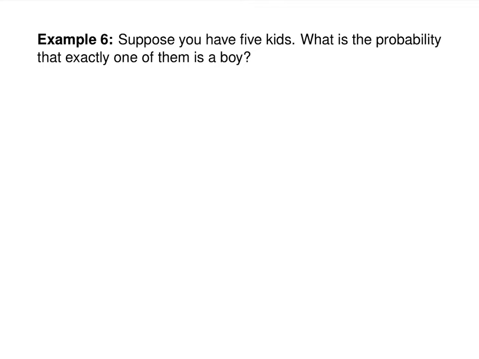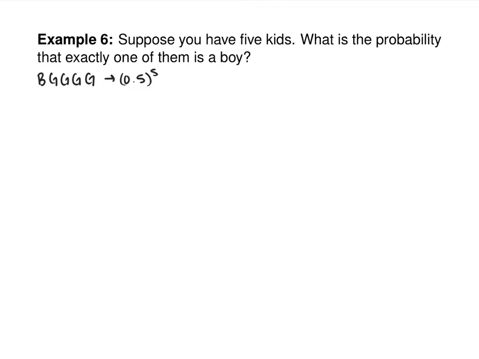So suppose you have 5 kids. What is the probability that exactly one of them is a boy? Okay, so let's just consider the first case. Well, what if we have a boy and then 4 girls? Well, the probability of that happening is 0.5 to the 5th, because each of our trials is independent.